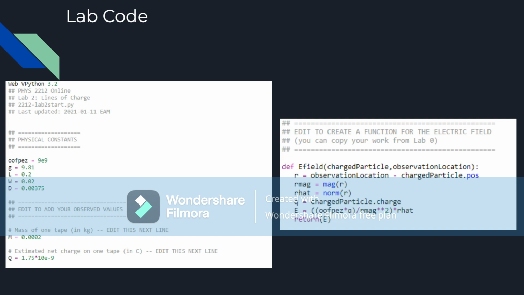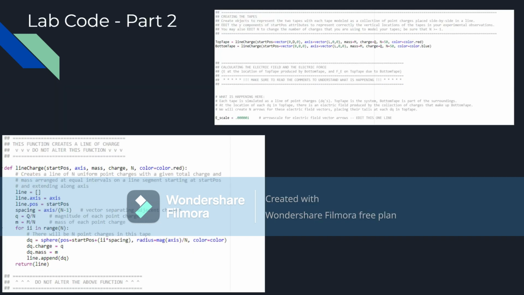On the right side, I have my E-field equation, which is R equals observation location minus charge particle position, the R magnitude, R hat, Q equals charge particle charge, and then E is the formula for finding it.